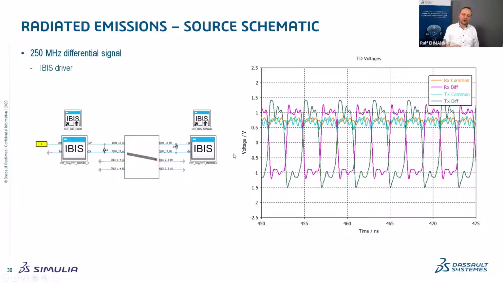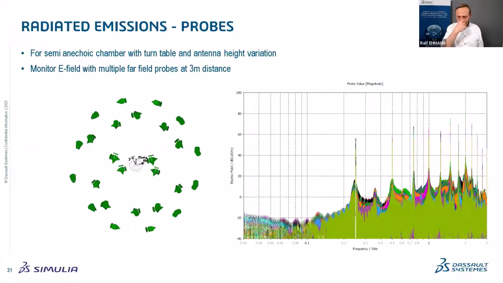But for emission, of course, the voltage is not sufficient. We want to see the fields. So how do we do this? Instead of using an antenna, for example, we use such a sphere of probes. All these green arrows are probes. They measure the electric field at a 3-meter distance. In this case, of course, you can define them at other distances.